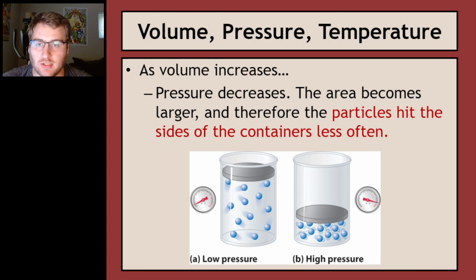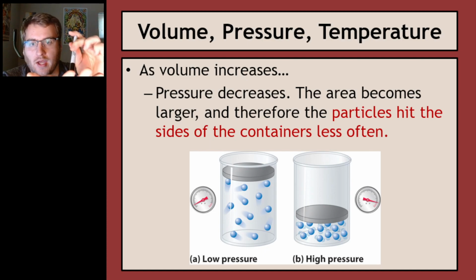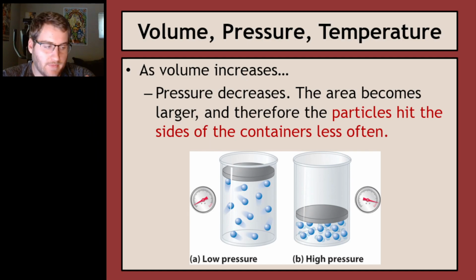So like in our pencil example, we had a very small area hitting your hand. And basically all you're doing here is, instead of using a pencil, you're using a larger object, right? A larger object than a pencil, like maybe a fist, isn't going to hurt your hand as much. If you spread out the particles, there's less pressure because they hit the sides of the container less often. There's a larger area that force is now dispersed through.